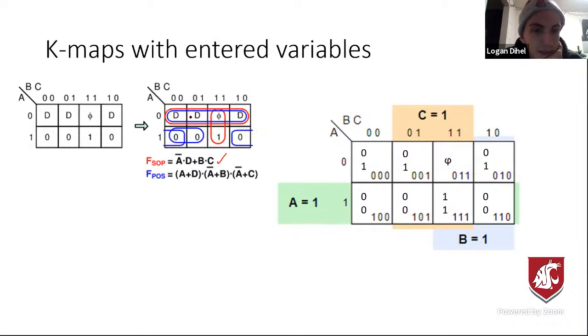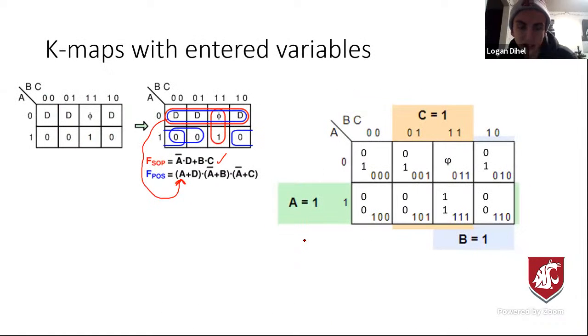Cool. So here's the POS version of it. You're looking for the zeros. So this whole top one is this term, and this one goes to here. You see A is a 0 and D is a 0 this whole time. So just following by example, that's how you do that. And then the other terms are all normal K-map stuff because there's no entered variables in there.